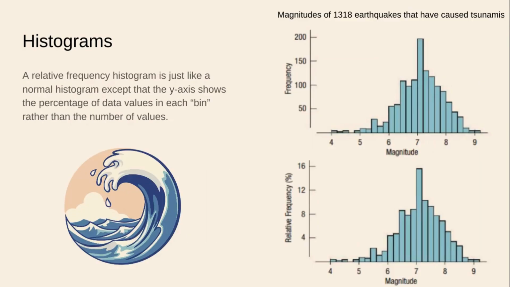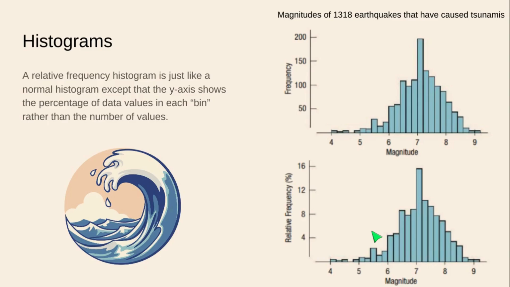Let's look at some more detailed histograms. A relative frequency histogram, we've seen that term, relative frequency, before. It's just like a normal histogram. So we have a normal histogram here. We have possible values on the x-axis, frequency on the y-axis, how often they occur in our data. Except the y-axis in a relative frequency histogram, like the one down here, shows the percentage of data values in each bin rather than the number of values, right?